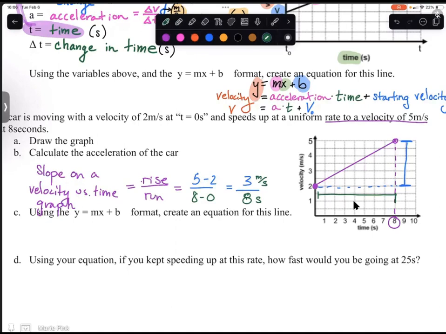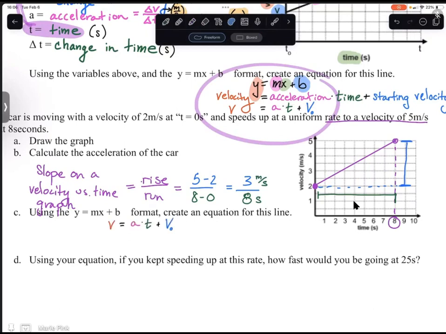All right, then it says using the y equals mx plus b format, create an equation for this line. So I'm going to remember what I did up here, and I can even just take this equation and put in the numbers. But I'm not going to put in a number for my y variable or my x variable. I'm just going to leave it because the height of this graph changes, so I don't know what it is all the time. So I'm just going to leave it as v.